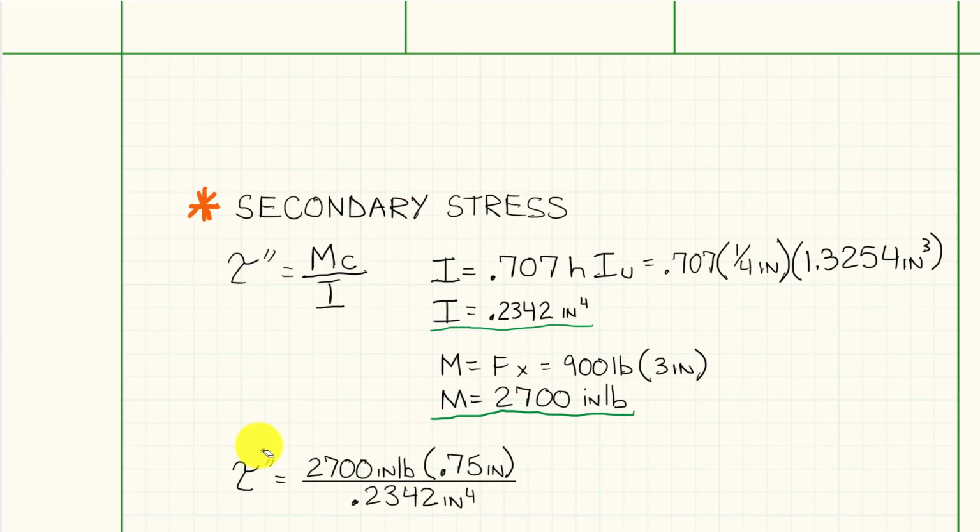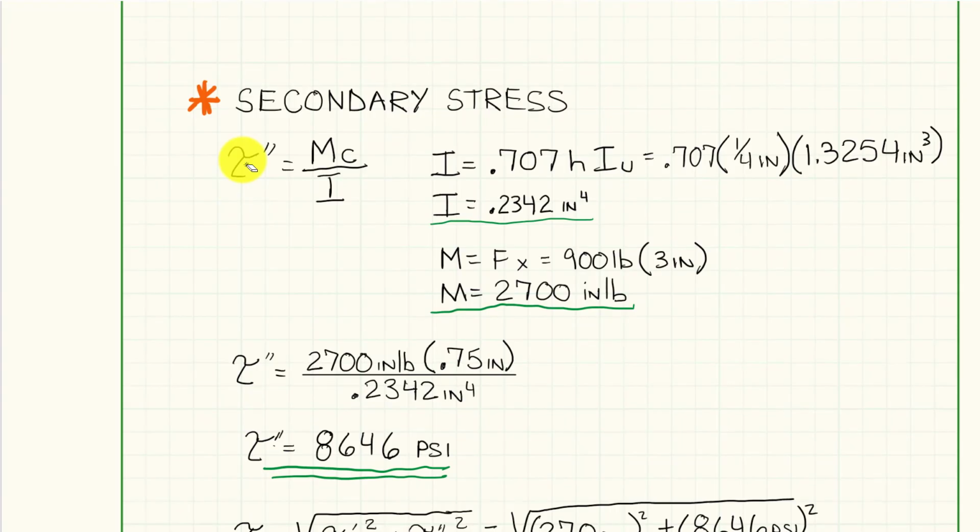Now we need to calculate our secondary stress. That's tau double prime, MC over I, not IU. So what we've got to do is convert our IU here to I. To do that, we're going to take the throat distance times that IU value. So we know that 0.707, that's the sine or cosine of that angle, times the height of the weld, times that area. The effective I is now going to be 0.242.